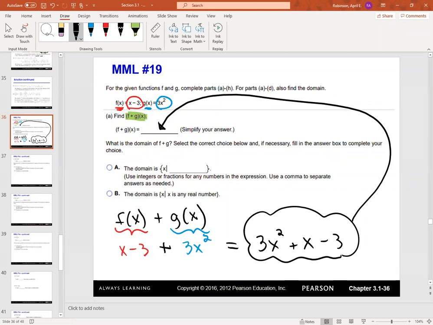So they've got the domain is x such that x is any real number. I'm sorry, that would be choice B. There are no stipulations on it, so it's just any real number. There are no denominators that I have to worry about with a 0, and no radical that I have to worry about with negatives. Any number will work.